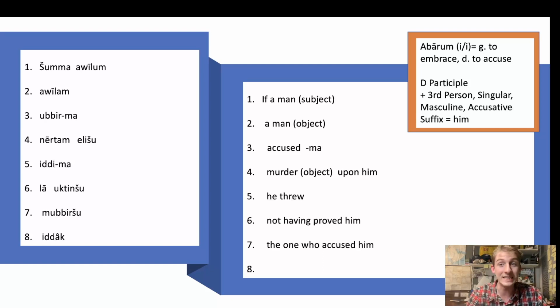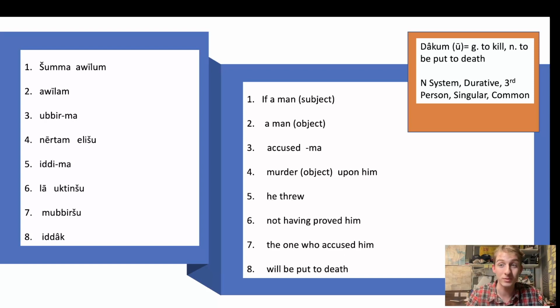And line 8, we have edak, which comes from dakum, which means to kill. And this is the in system meaning. And we know this because the first root letter, which is this D, is being doubled. And that's a telltale sign that this verb is in the in system. And here it's a durative tense, third person singular common. So durative can either mean something in the present, like he kills, or something in the future, like he will kill. And since this is a law and this verb is coming at the end, it's probably the prescribed punishment for the crime. So we're going to translate it as a future tense, will be put to death.